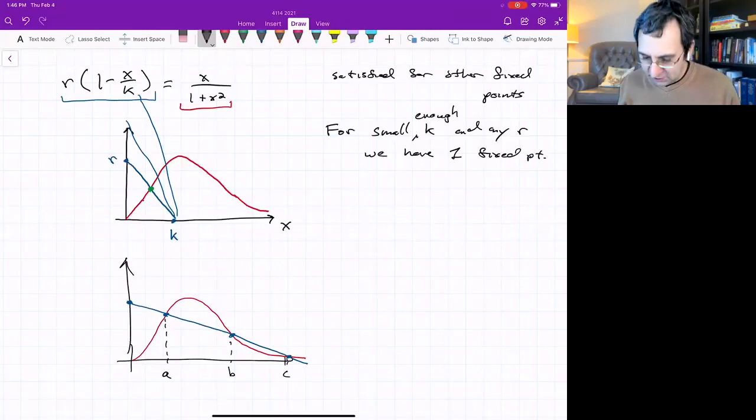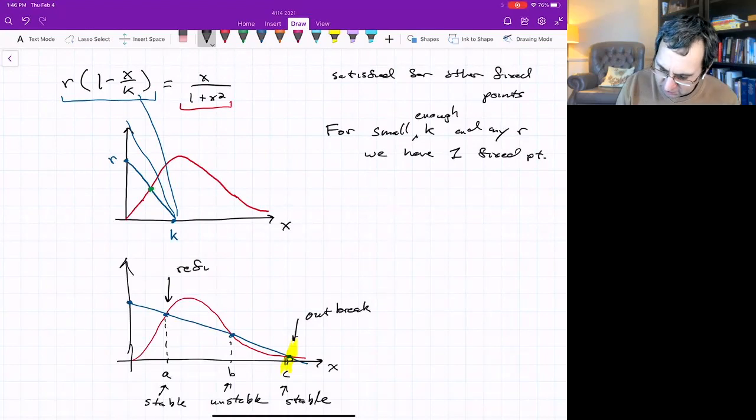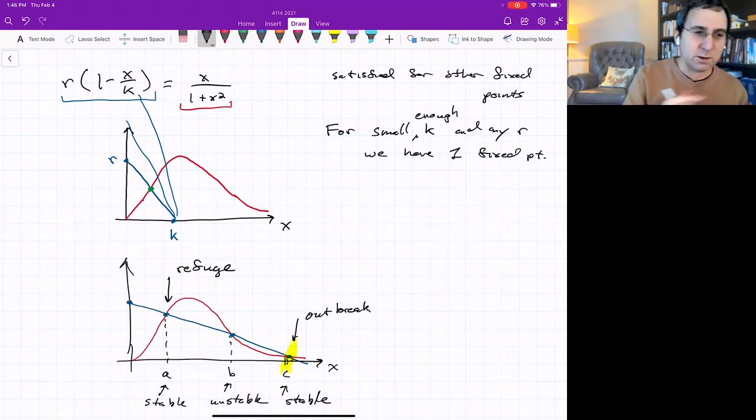Because 0 was an unstable point, this one has to be stable. This one would have to be unstable. And this one has to be stable. This horizontal axis is x. So this point C is the undesired state. This is the outbreak, and it's a stable point. This is a small population, a manageable population. The terminology is this is the refuge state. This is the unstable point that once the population crosses it, let's say to the right, it's going to outbreak. If it crosses it to the left, it's going to the lower refuge state.